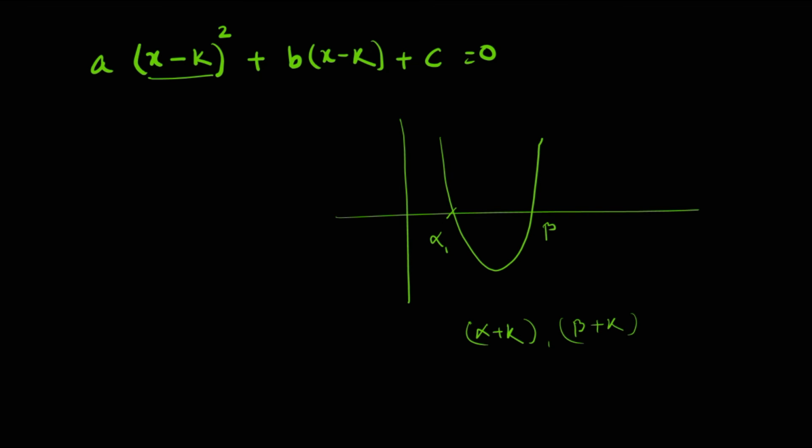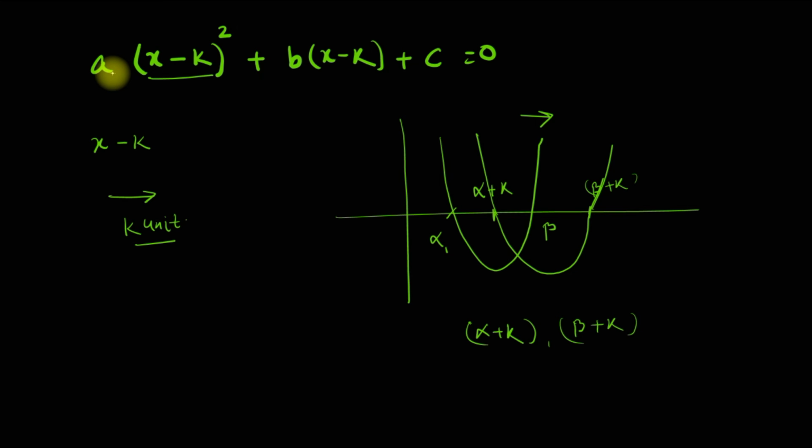So the graph shifts. Suppose this is alpha plus k here after increasing, and this is beta plus k. So the new graph is like this. Upon increasing the roots, the graph shifts toward the right. So here the graphical interpretation is that when we put x minus k, that is we decrease the value of x by k, the graph is moved right by k units. This is very important and you should learn this. So this is the transformation of graph.